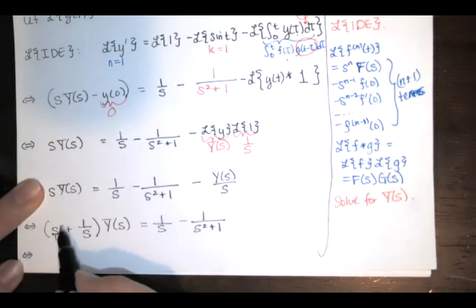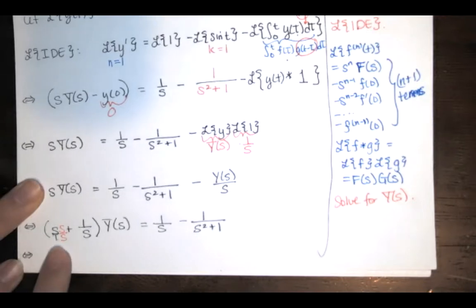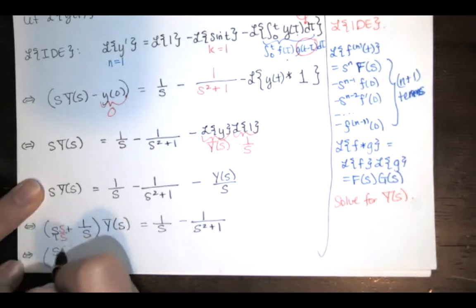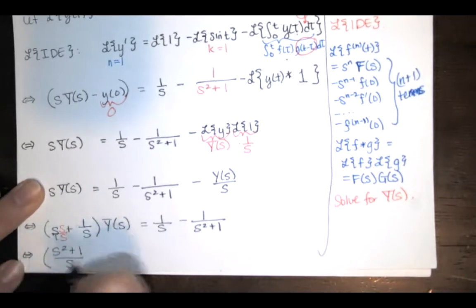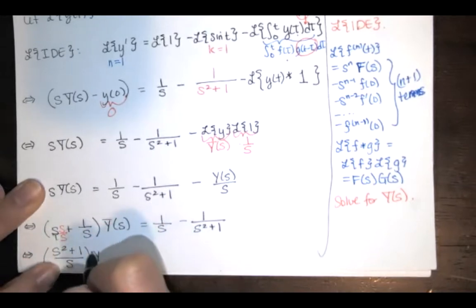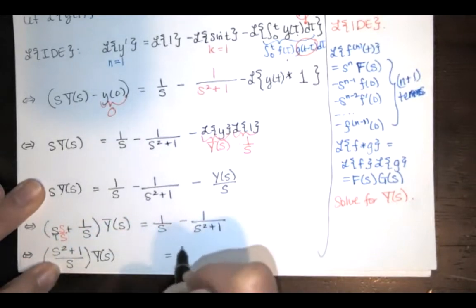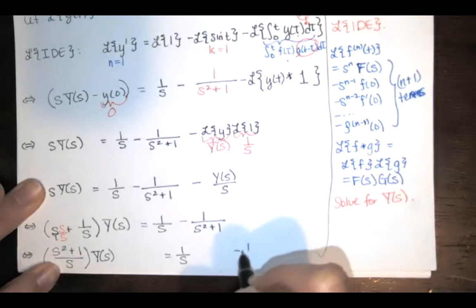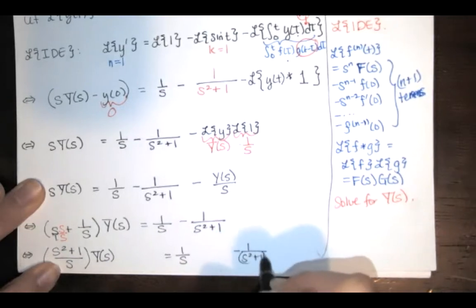So I'll multiply this guy by s over s. That's just a well-chosen 1. Doesn't change the expression. It just changes the way we write it. And then we'll have an s in the denominator. So this will give me s squared over s plus 1 over s. Add the numerators. Keep the common denominator. That's multiplied by Y of s. And that equals 1 over s minus 1 over s squared plus 1.